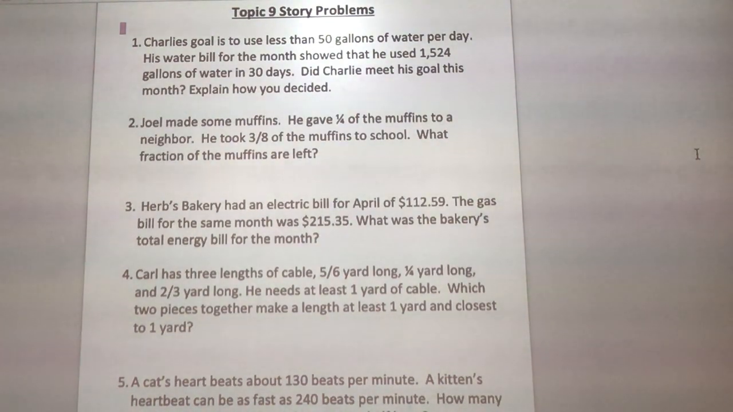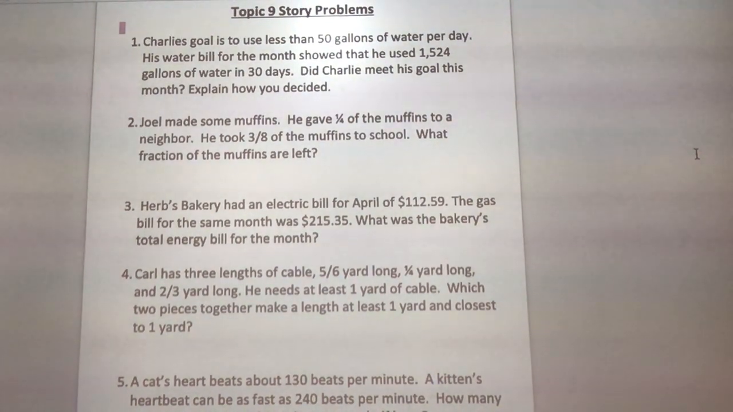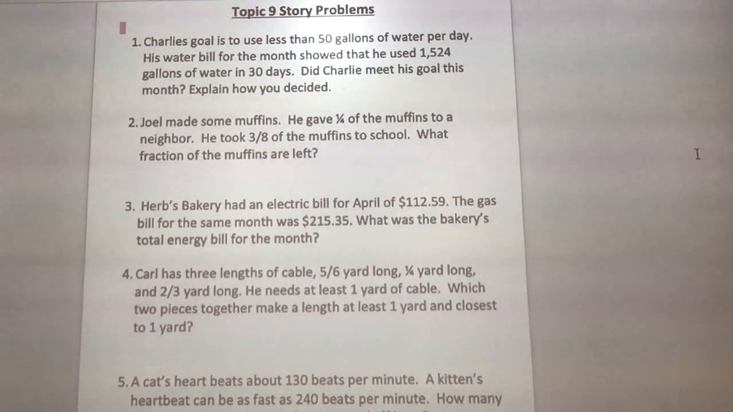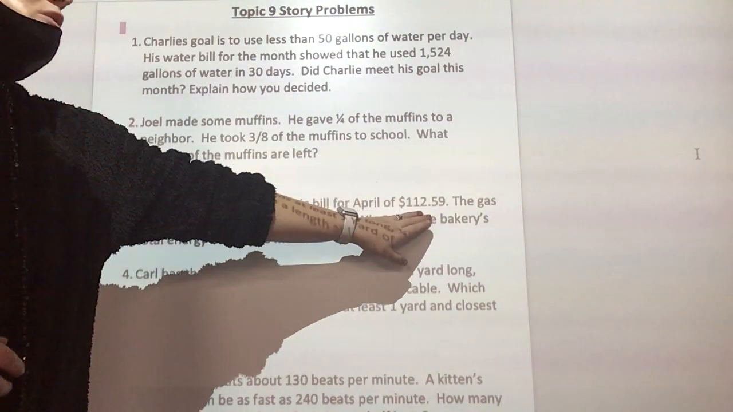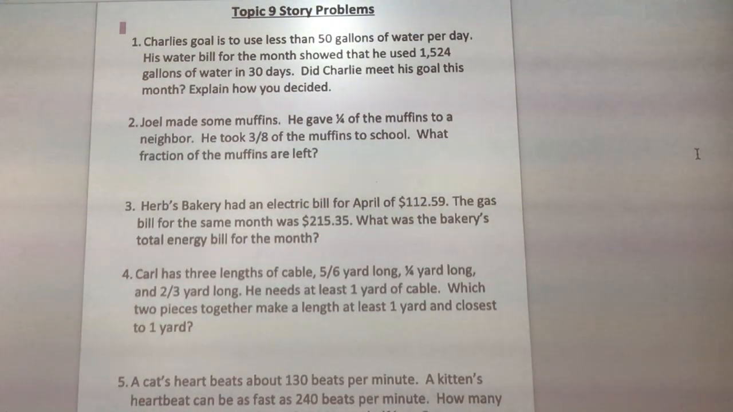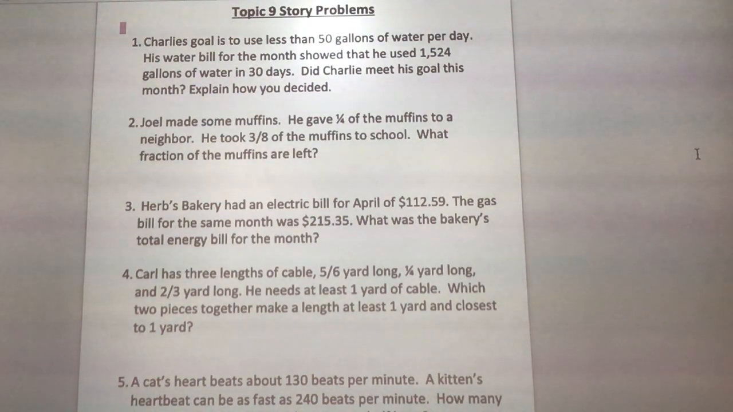Brooklyn. 250 plus... Good. So you added 215 and 35 cents plus 112 and 59 cents to get what as your final answer? 327.94. So $327 and how many cents? 94 cents. I did it a different way. How else did you do it?